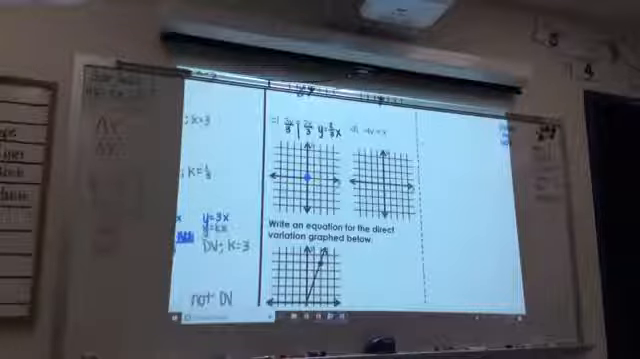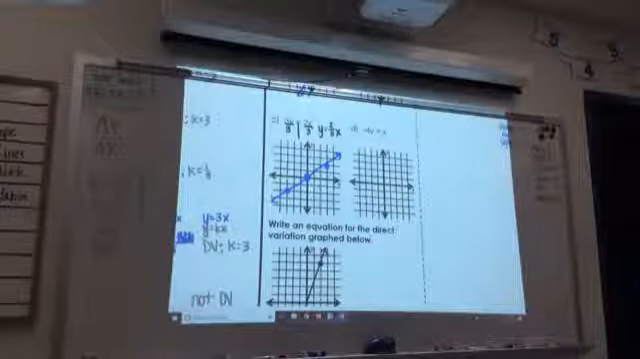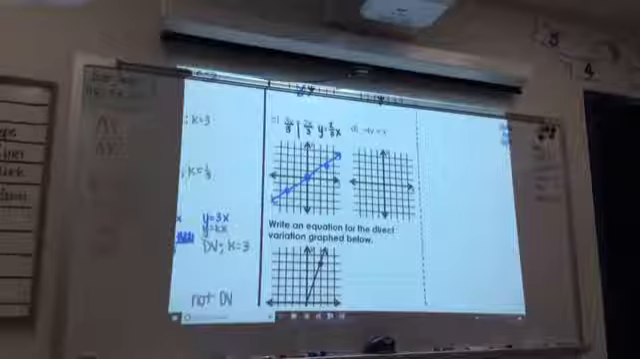So where do I go? Up 2, right 3. Can I go up 2, right 3 again? No, I'll be off the graph. So instead of going up 2, right 3 from the origin, where should I go? Down 2, left 3. And when I connect these dots, make sure you always end in arrows because your rate of change is constant and it keeps going. Are we okay with this? Yes. Okay? Look at D.